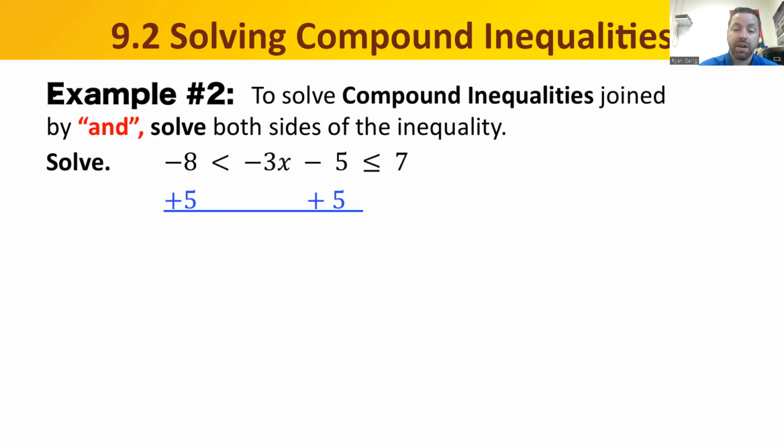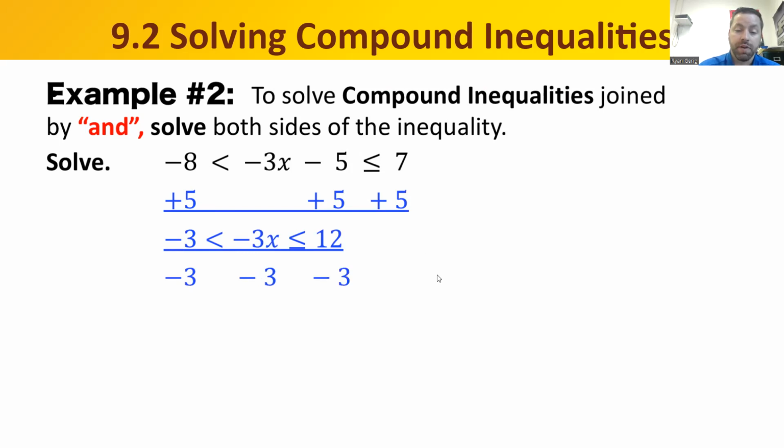We want to add 5 to the left with -8. We also want to add 5 to the right with 7. So you're going to add 5 in all 3 parts of the inequality. And that will give me -3, which is less than -3x, which is less than or equal to 12. Now we divide by -3 on all 3 numbers.